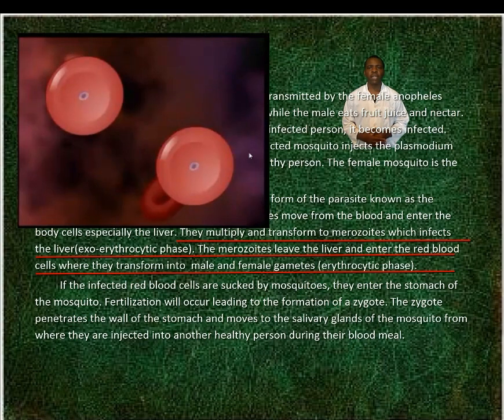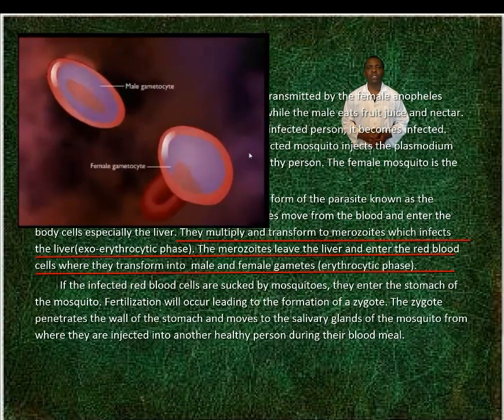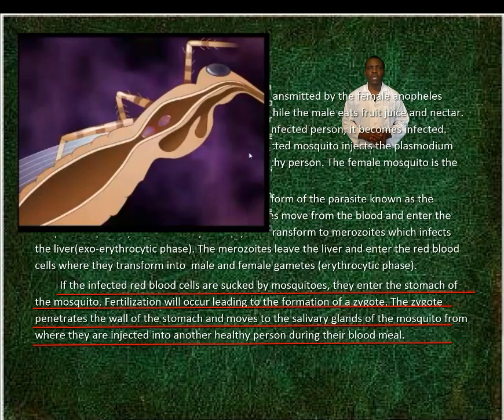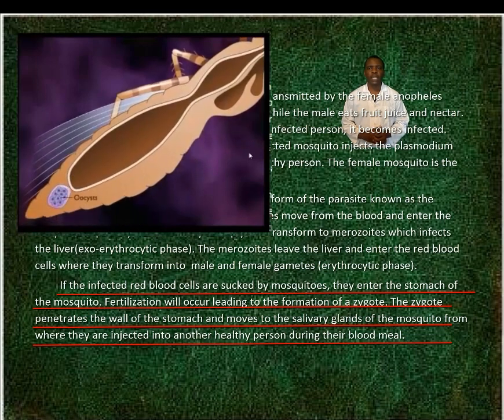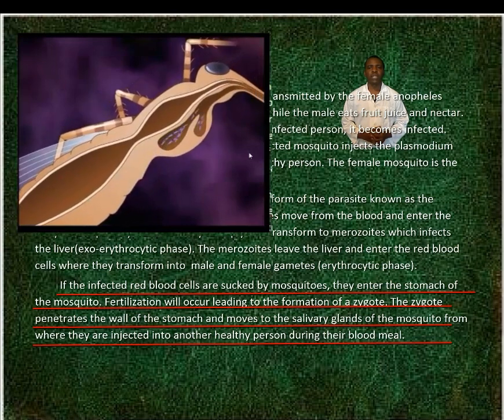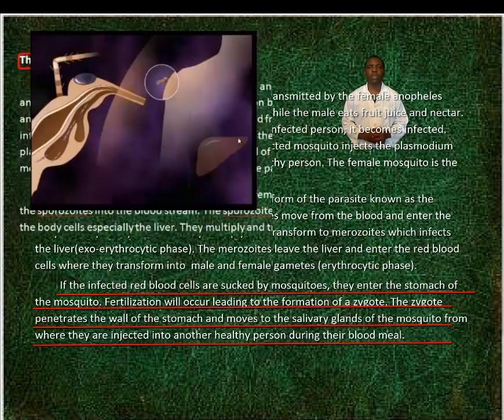The merozoites leave the liver and enter the red blood cells, where they transform into male and female gametes. This is called the erythrocytic phase. If the infected red blood cells are sucked by mosquitoes, they enter the stomach of the mosquito. Fertilization will occur, leading to the formation of a zygote. The zygote penetrates the wall of the stomach and moves to the salivary gland of the mosquito, from where they are injected into another healthy person during the blood meal.